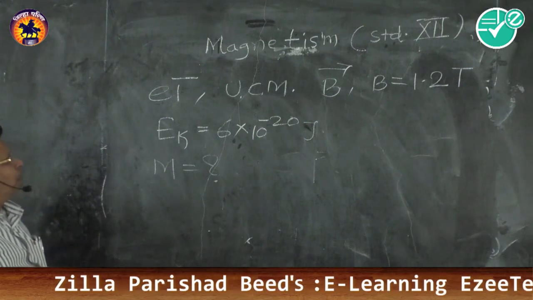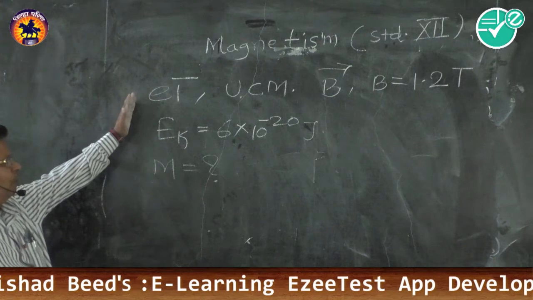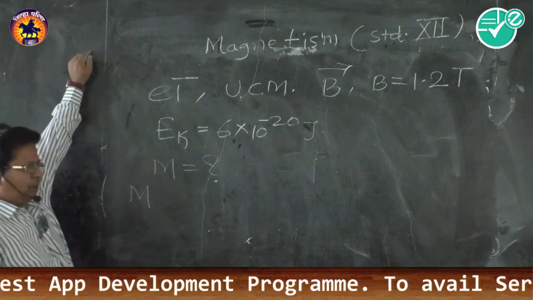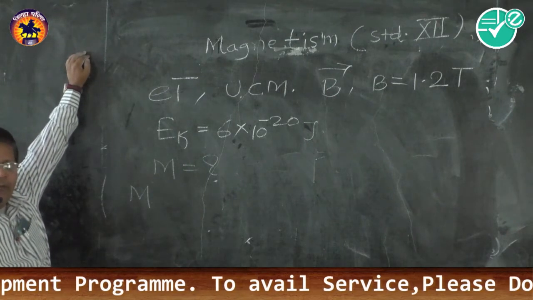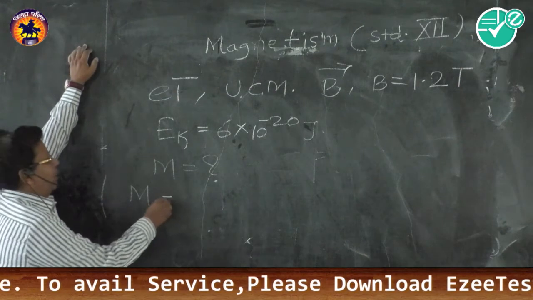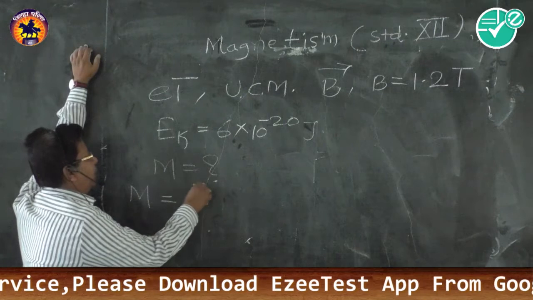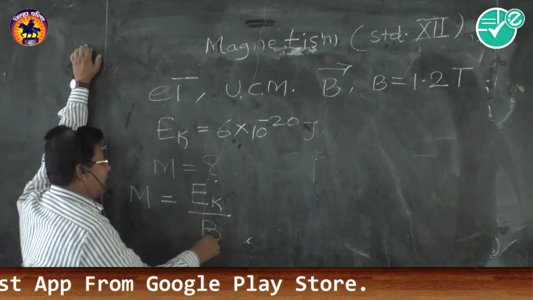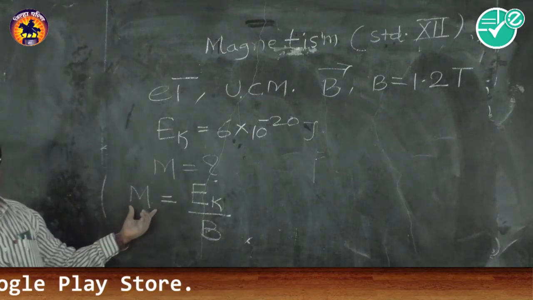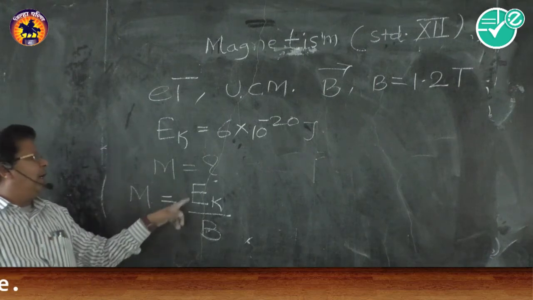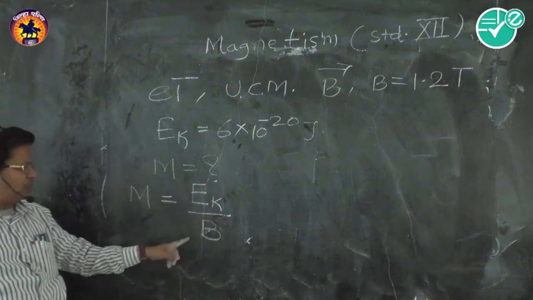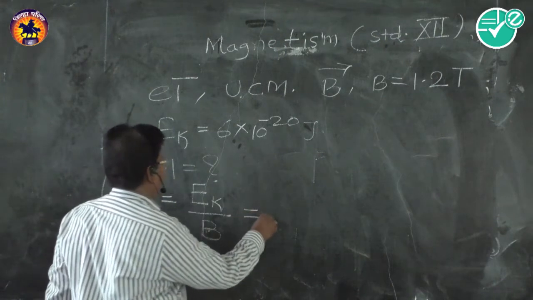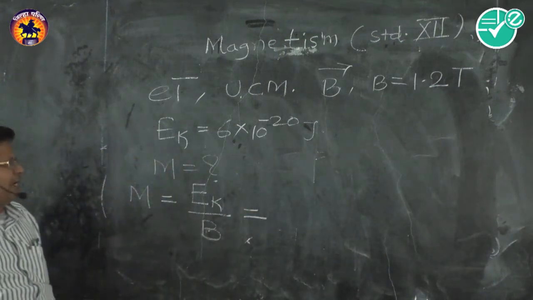So to solve this example, we have to use the formula for orbital magnetic dipole moment, capital M, which is equal to, as we have already learned, Ek divided by B. So orbital magnetic dipole moment is kinetic energy of revolving electron divided by magnetic field, and if we substitute the values of kinetic energy and magnetic field.